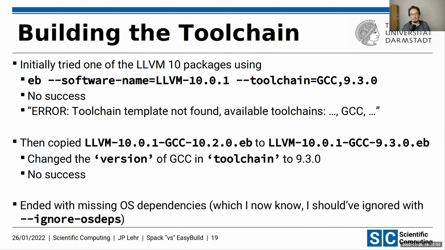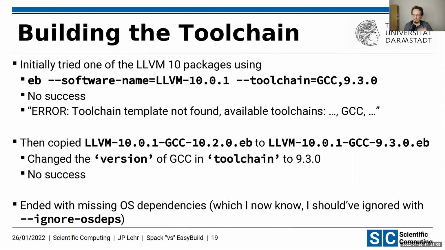The available toolchains, and then there's a list of stuff, and there's GCC in there. So I was like, okay, it has GCC. It doesn't find a template. I'm not sure what this is actually trying to tell me. All right. Anyway, then the Twitch chat again jumped in.